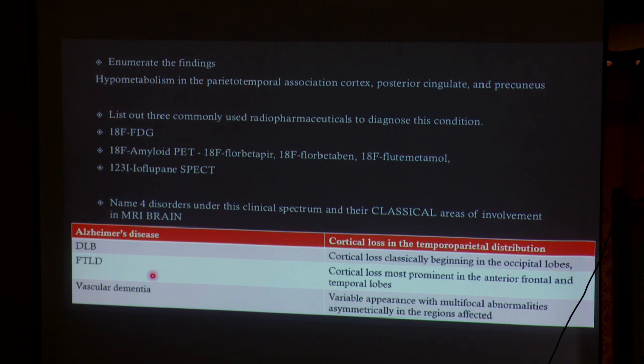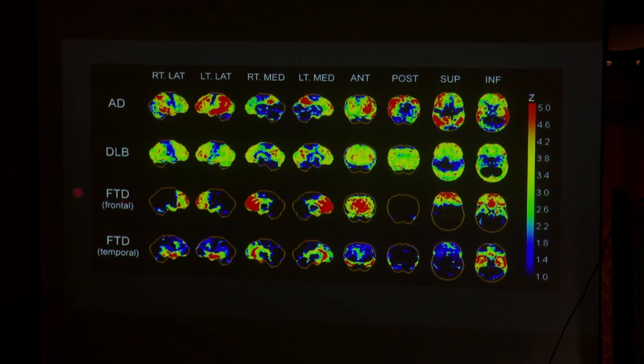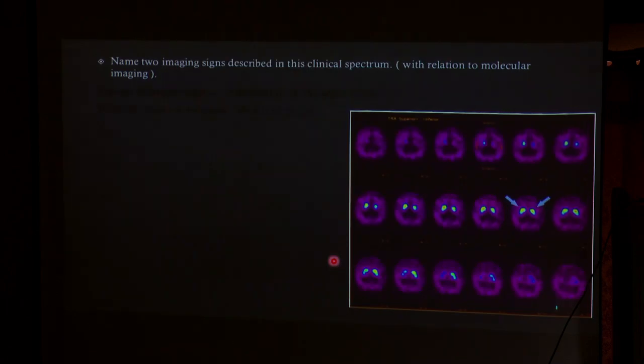And in vascular dementia, we will be able to see strategic infarcts and multifocal areas of involvement. So these are the images here. You can see the uptake with the help of this. There is hypometabolism in the temporoparietal region in Alzheimer's. In dementia with Lewy body, the occipital regions predominantly show hypometabolism. In FTLD, it is seen in the frontal region predominantly, and in the temporal region also there is going to be hypometabolism. So that can help us narrow down the spectrum here.